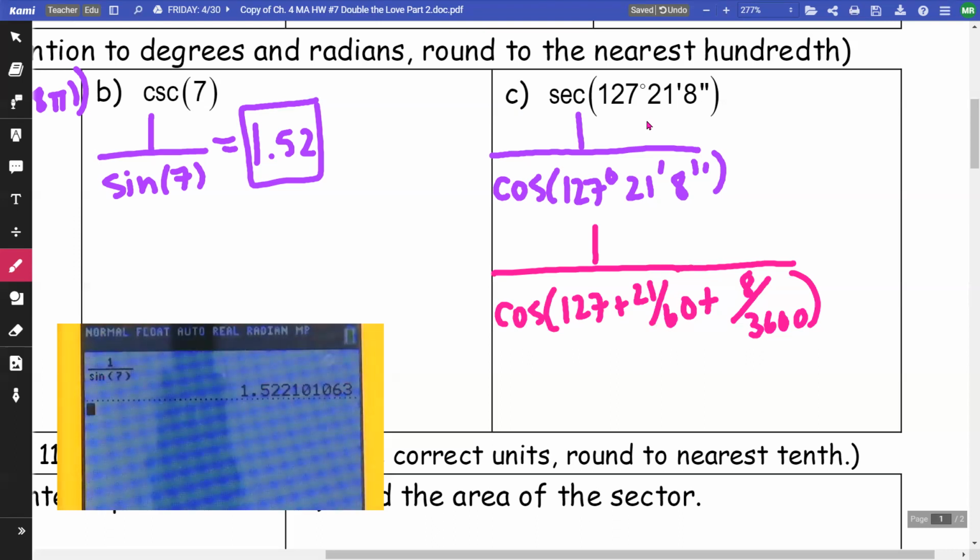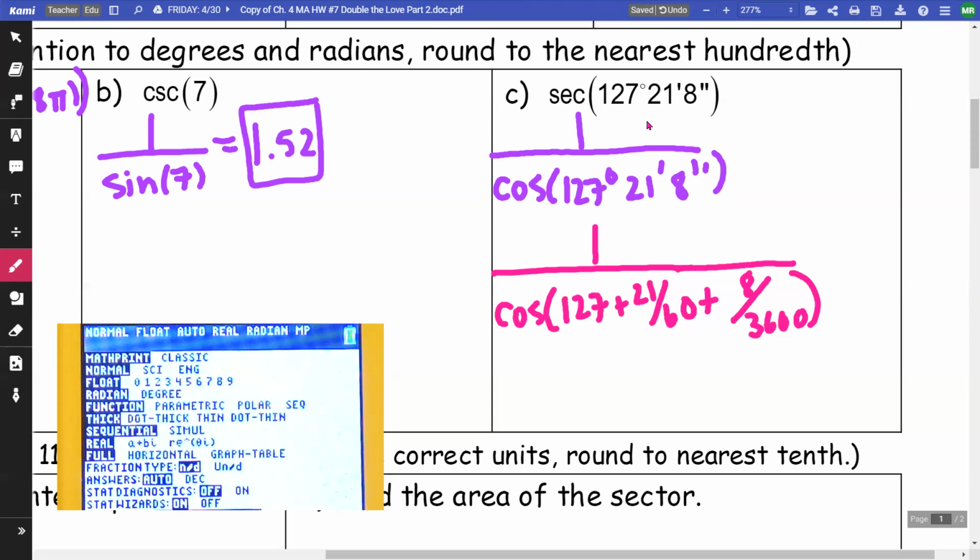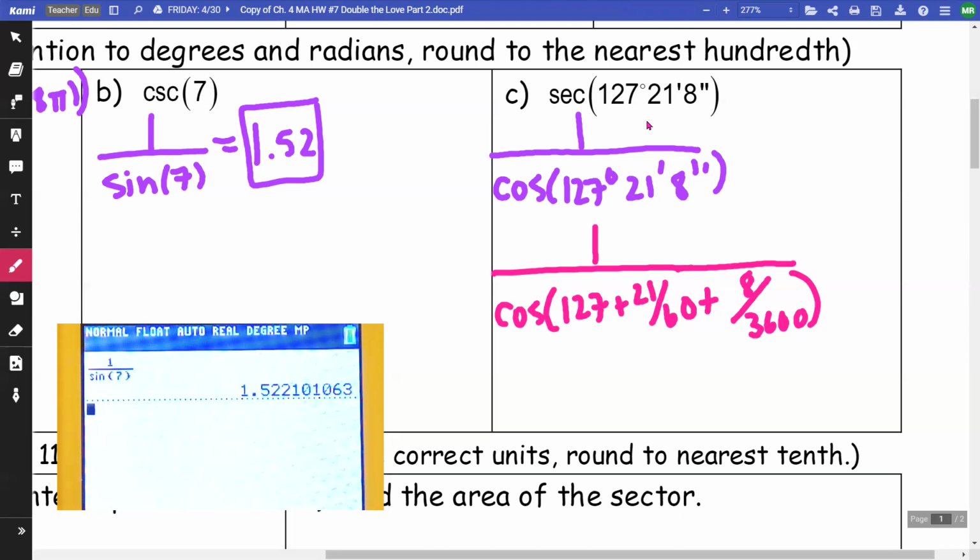Let me change my calculator to degrees. If I'm doing it the second way, I need to change it to degrees. If I'm putting it in the first way, I don't need to, but let me just have it in degrees right now. I'm going to go alpha y equal, 1 over cosine, and I'm going to do the 127 degrees.